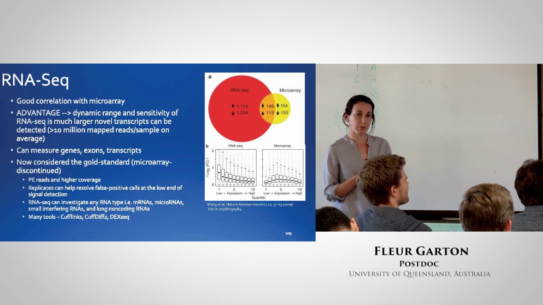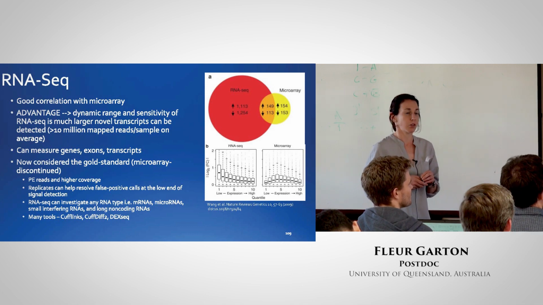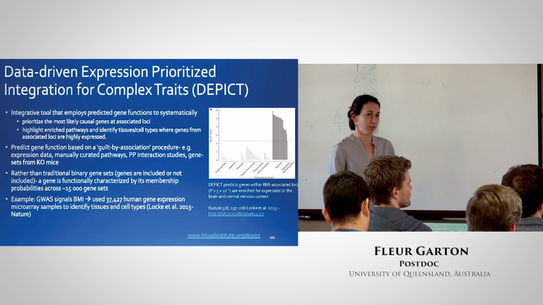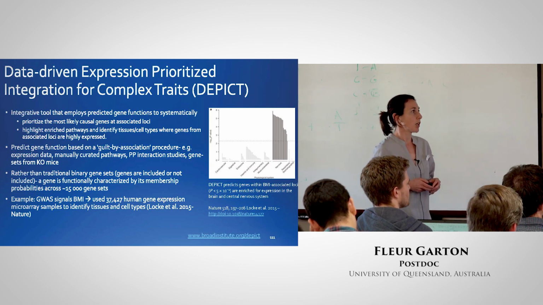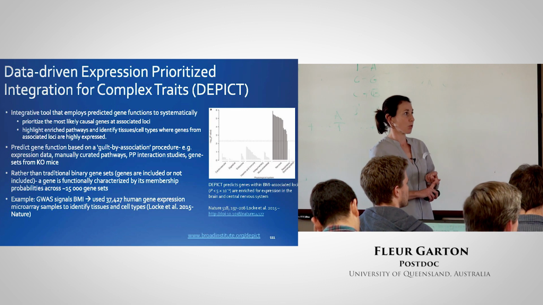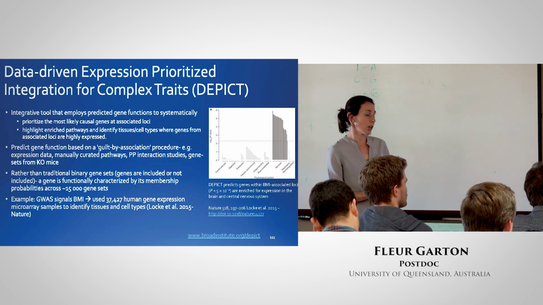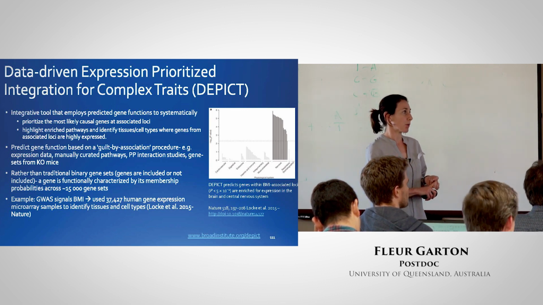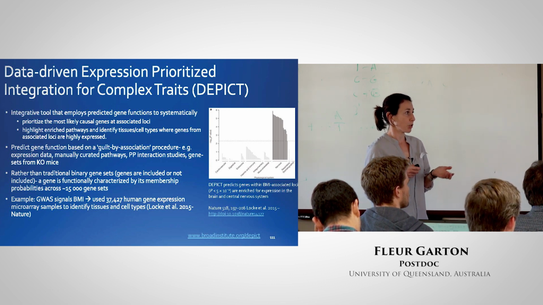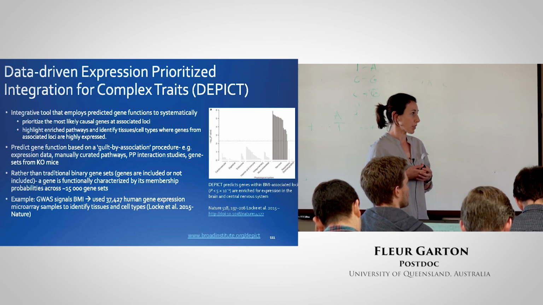I'll briefly talk about DEPICT because James has already spoken about its use. It is a fantastic and integrative tool that's been regularly used to predict gene functions and systematically prioritise the most causal genes at associated loci, and also highlight enriched pathways that identify tissues or cell types where genes from associated loci are highly expressed.